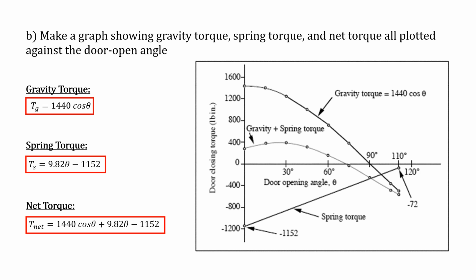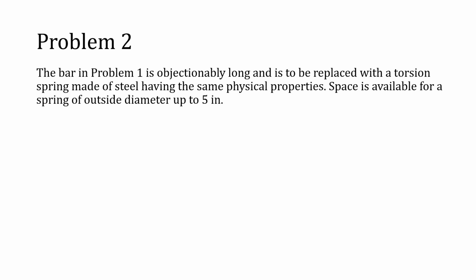I would be very surprised if you had to do something like this on your exam, because it would take up an insane amount of time calculating individual points on the graph so that you can actually get a curve. But just to give you an idea, these are the two types of graphs. Your gravity torque is a curved shape that follows the cosine curve, and your spring torque is just a linear equation, and then your gravity and spring is a sum, so it's somewhere in between. So that was it for problem 1.